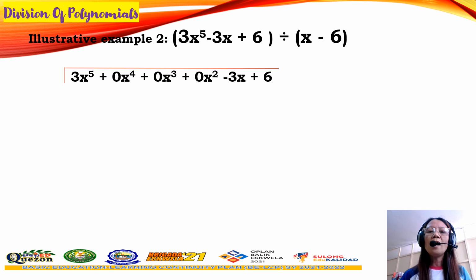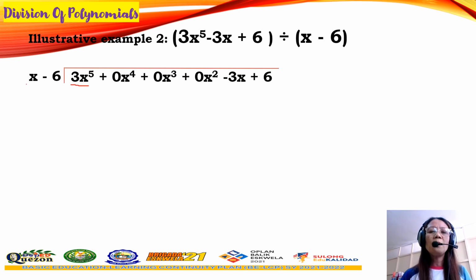So, since wala ang x to the fourth, wala ang x to the third, wala ang x to the second, kasi ang kasunod na kaagad ng 5 ay x to the first power, nagsama tayo ng 0x to the fourth plus 0x cubed plus 0x squared. Saka pa lamang yung negative 3x plus 6 divided by the divisor x minus 6. So, katulad ng una kanina, first term lang.